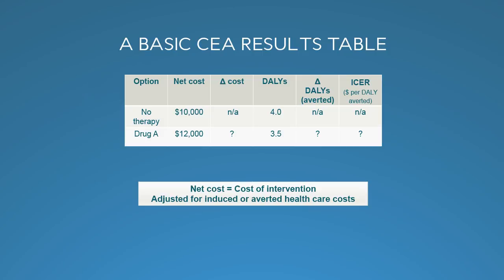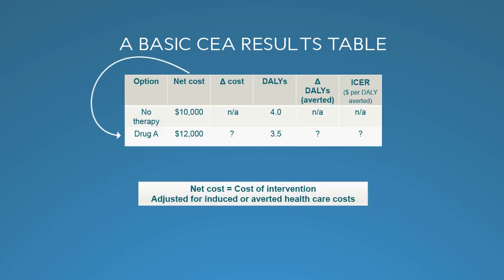We'll start with a standard CEA Results Table for just 2 intervention options. We have no therapy and drug A. In this case, we say that the evidence suggests that for a person with this unspecified disease, the net cost with no therapy is $10,000, perhaps representing a 20% risk of being hospitalized at a cost of $50,000 when it happens. There are 4 DALYs associated with this disease. That means that the person with this disease will suffer a total of 4 DALYs representing both premature mortality and morbidity, compared with the person without the disease.